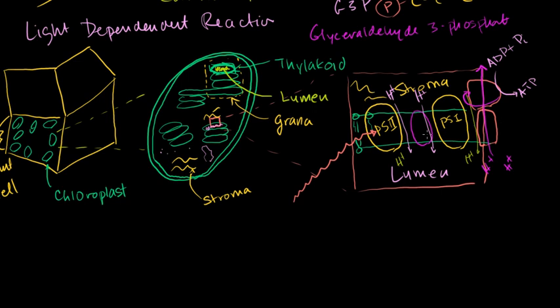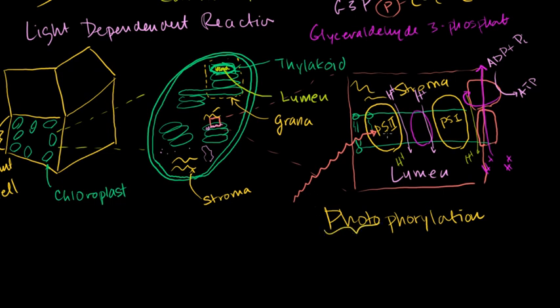So that's the general, very high-level overview, and I'm going to go into more detail in a second. But this process that I just described is called photophosphorylation. Let me do it in a nice color. Photophosphorylation. Why is it called that? Well, because we're using photons. That's the photo part. We're using light.